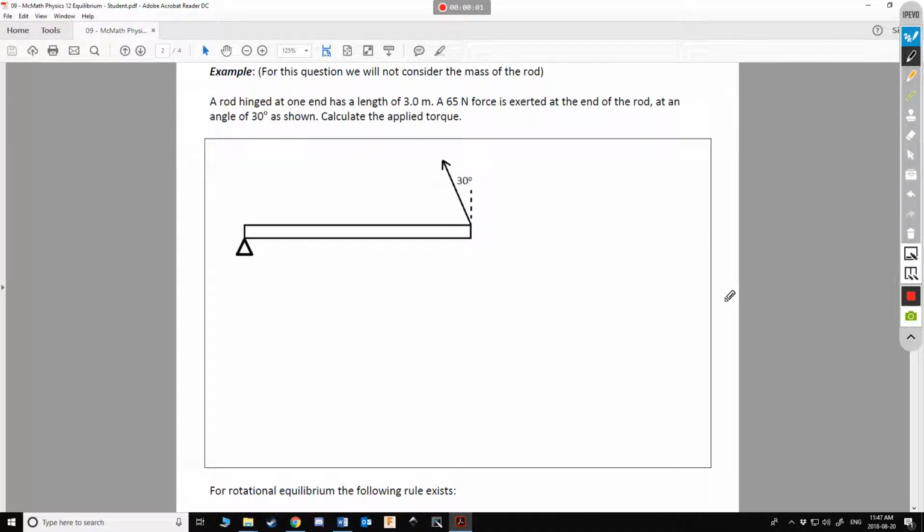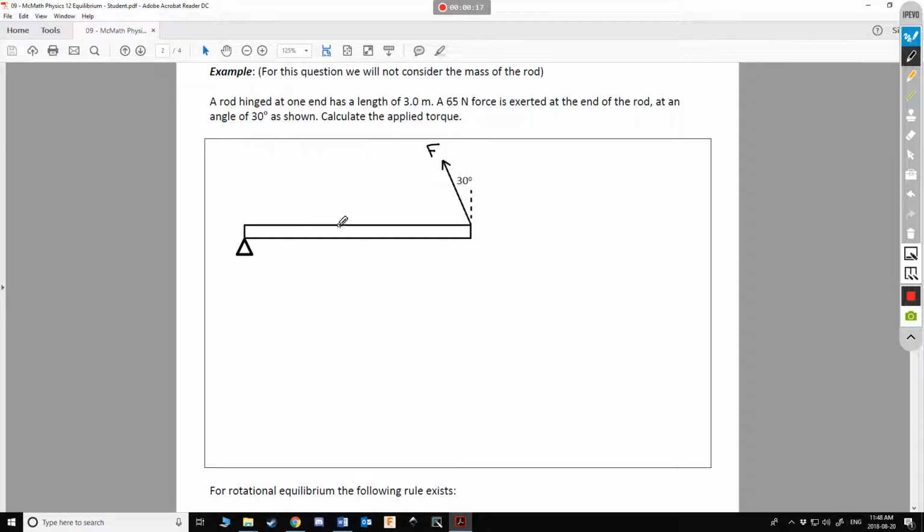Let's just put some numbers to it. So a rod hinged at one end has a length of 3 meters. A 65 Newton force is exerted at the end of the rod at an angle of 30 degrees as shown. Calculate the applied torque. So we're just trying to find out the torque caused by this force right here.